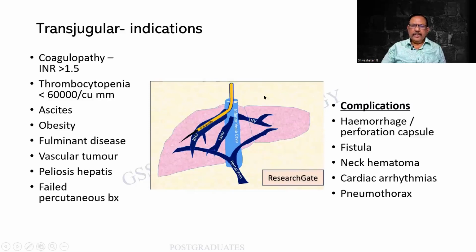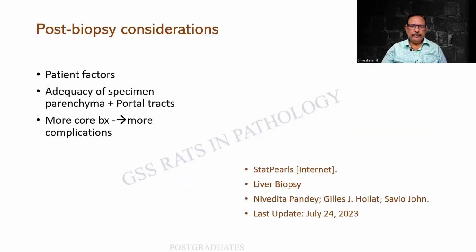The complications in this procedure also can be hemorrhage. There can be a perforation of the capsule, fistula formation with the adjacent tubular structures, hematoma in the neck, cardiac arrhythmias, and pneumothorax. So these are certain complications. Kindly bear them in mind. Thanks to ResearchGate.